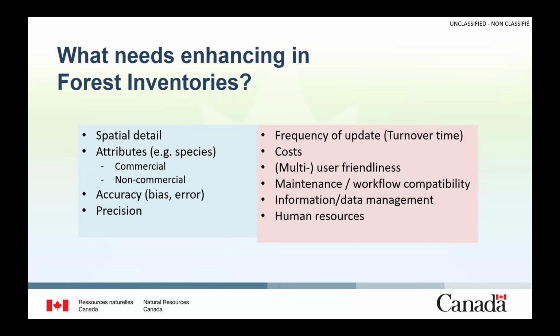But what is precise enough, right? What's needed to maintain this accuracy and precision over time? Because all these enhancements come at a cost. So it's a balancing act. The more you improve and have more attributes, maybe it'll take longer to turn over and update your EFI. It'll cost more. Maybe it'll be less user friendly because there'll be so many different elements. The workflow gets complex. More information and data that you need to manage.